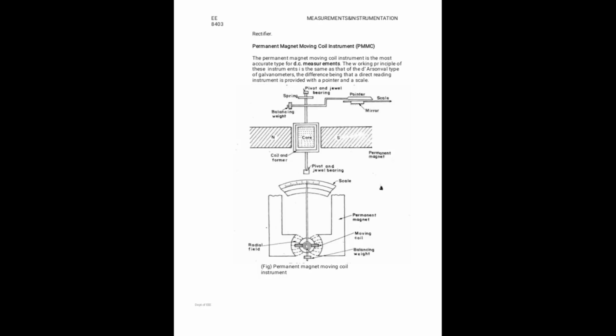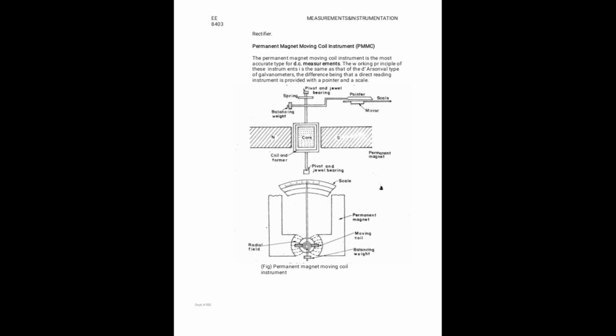There are these types of instruments: first, the permanent magnet moving coil and moving iron voltmeters; next, the electrodynamic or dynamometer wattmeter method. First, let us explain the permanent magnet moving coil instrument.